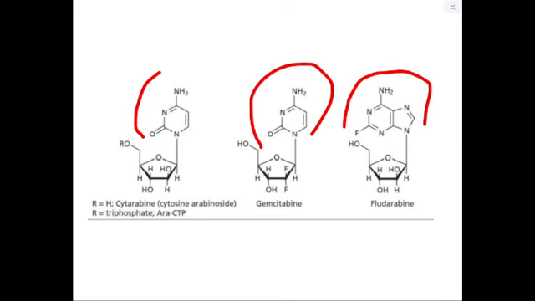It has an amino group at that position, and at this position, it has a fluorine. So fludarabine, as we look at the structure, is, of course, a purine. It is a purine derivative. Remember, adenine has an amino group there. Guanine has an oxo group there and an amino group there. So a slight change in the arrangement of those groups. And this now acts as an antimetabolite.